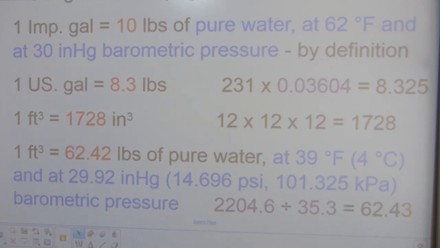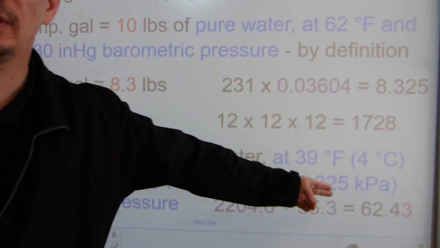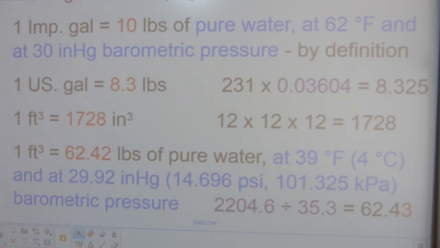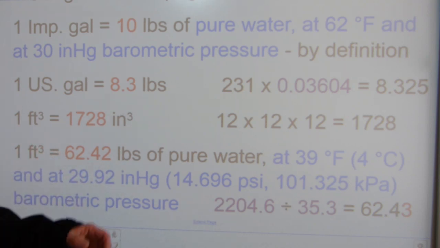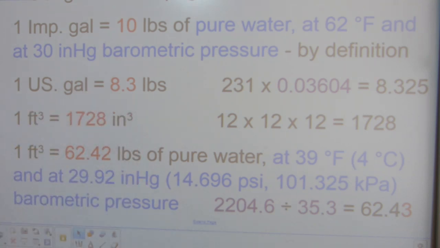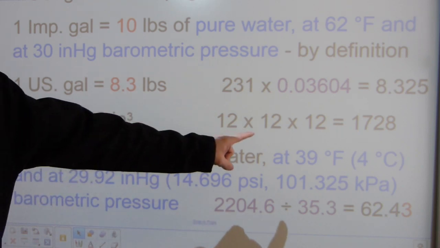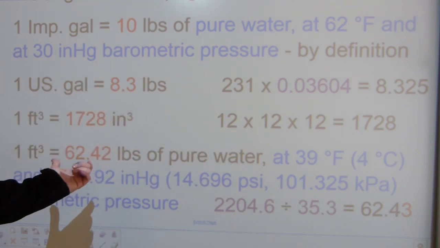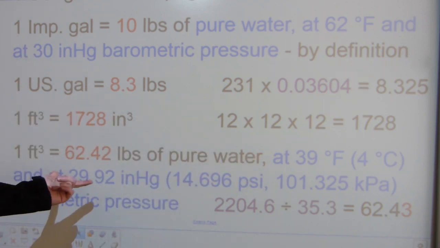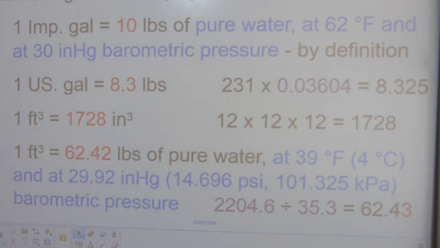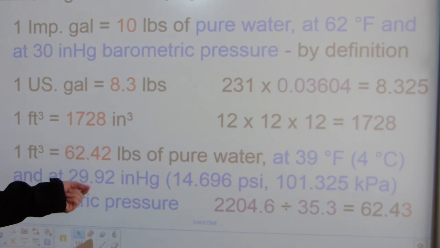It can be rounded. It's better rounded to 62.43. I indicated it that way in the corner with a red digit. But if it's 62.42 in your textbook, close enough. Just go with it. So this is a figure again where water is densest at that temperature. And what happened to the 30 inches of mercury? It went down to 29.92 because it's been revised.